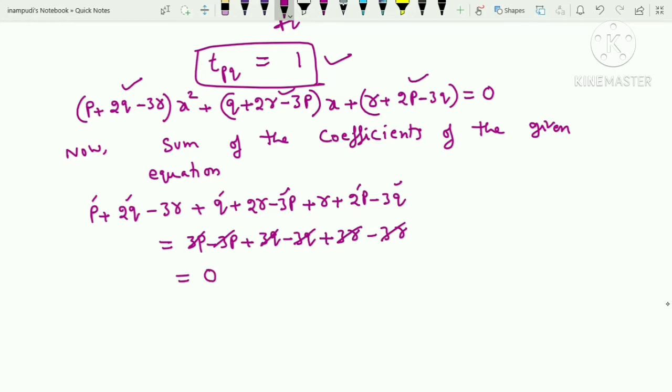So in this case we observe that if we take x is equal to 1, we get 0. So therefore x equal to 1 is one root. x equal to 1 is a root of the equation.